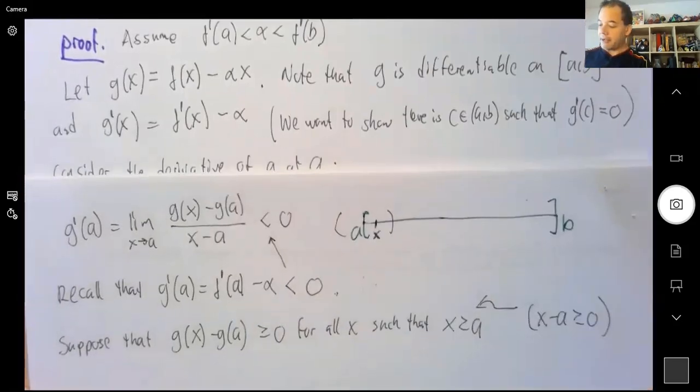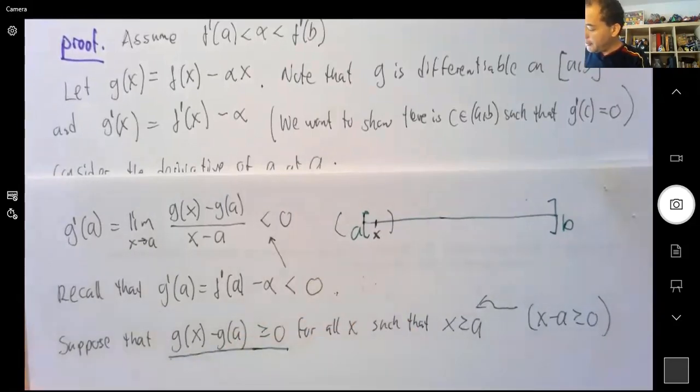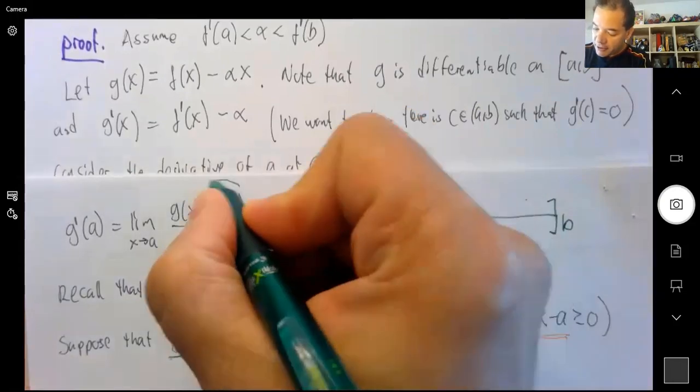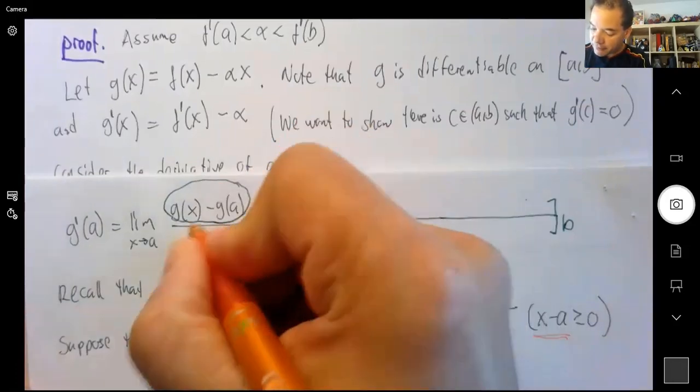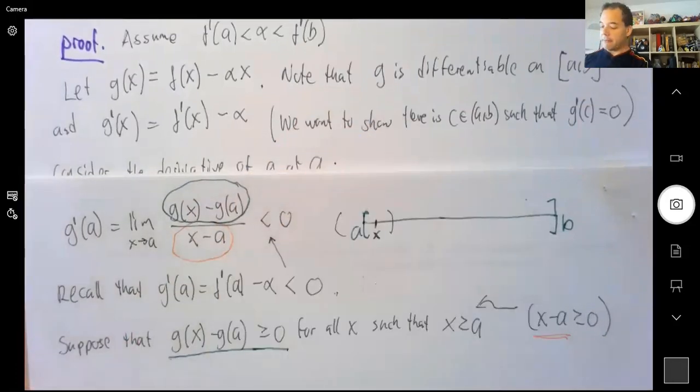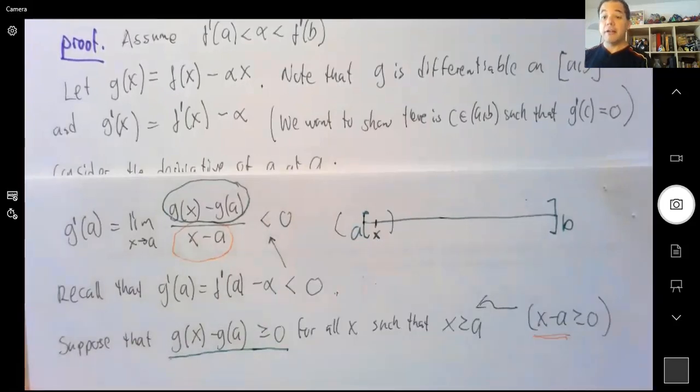So look what we have right now. We have that this is positive, and so is this one, x minus A. Well, that would be wrong, right? Because then over here, the numerator will be positive and the denominator will be positive. And positive divided by positive would give me a positive number, right? So then the limit will be positive.